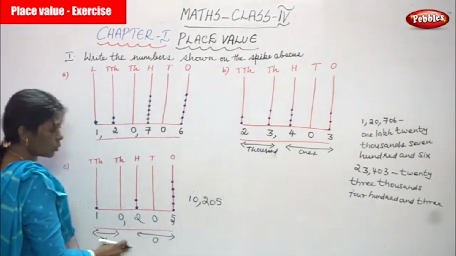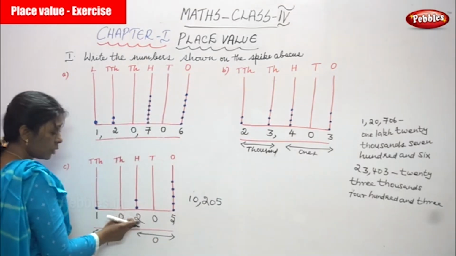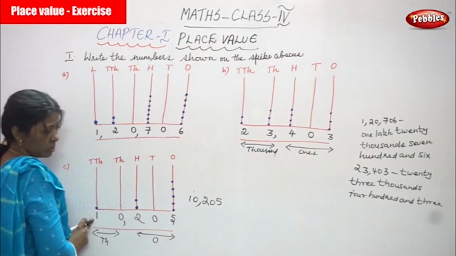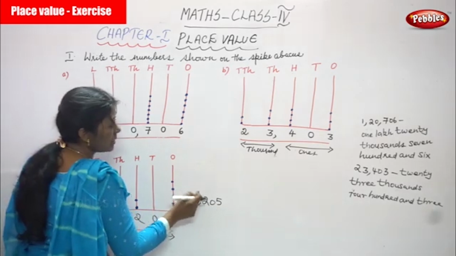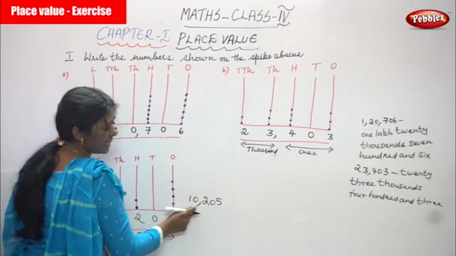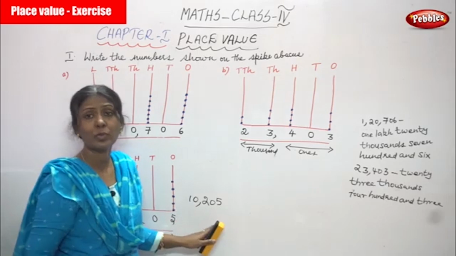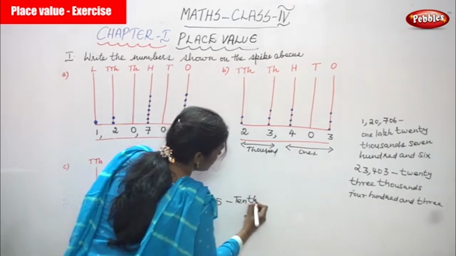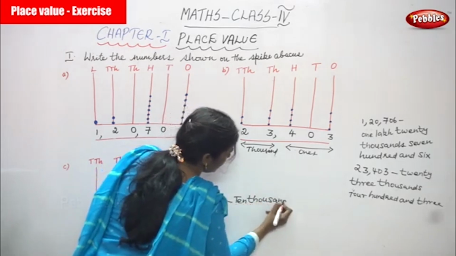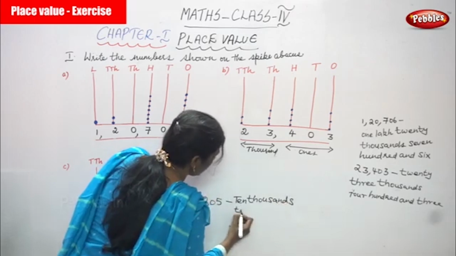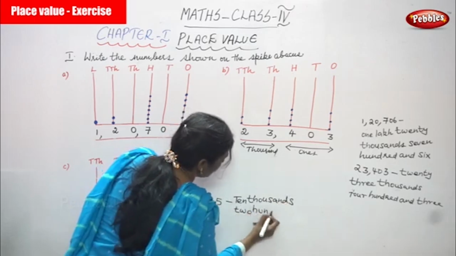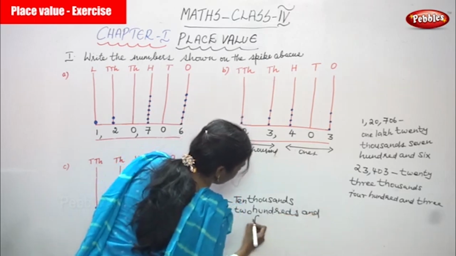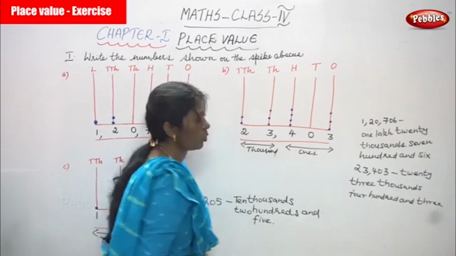10,205. 5 ones and 0 tens, 2 hundreds and 0 thousands and 1 ten thousand. So this is ones, tens, hundreds, thousands and ten thousands. So 10,205. This is what you have to read. And while you start writing the number name, you write 10,000s, 200, and 5. This is what you have to write.